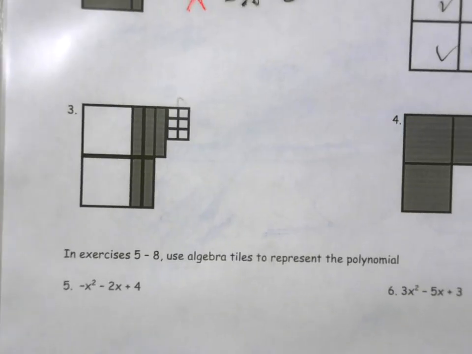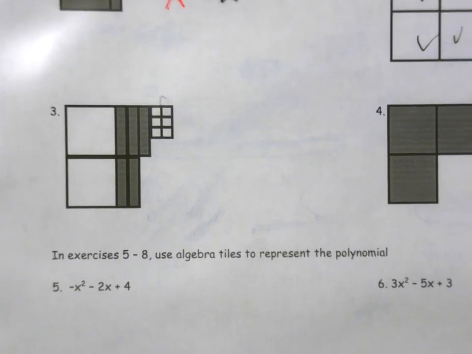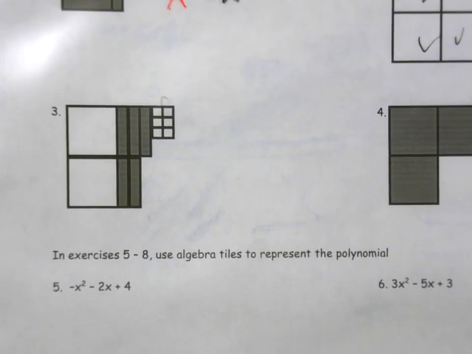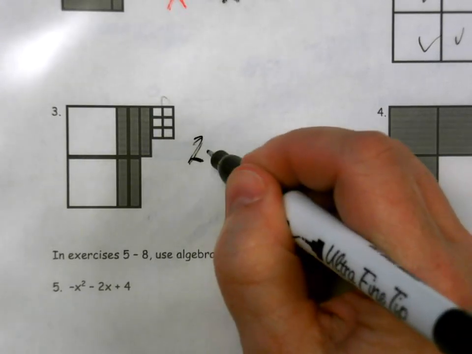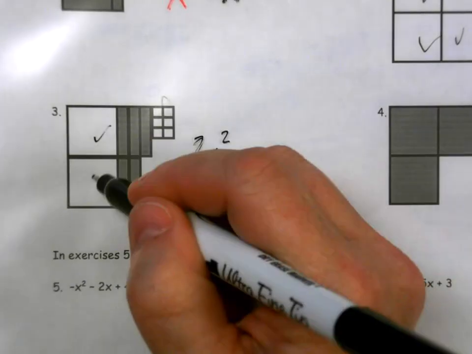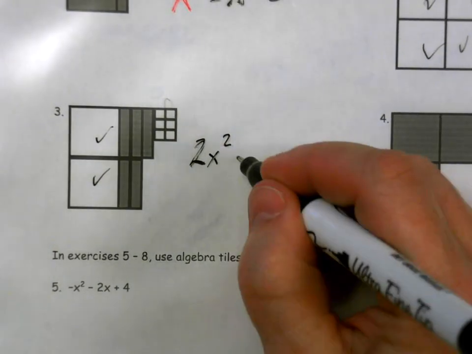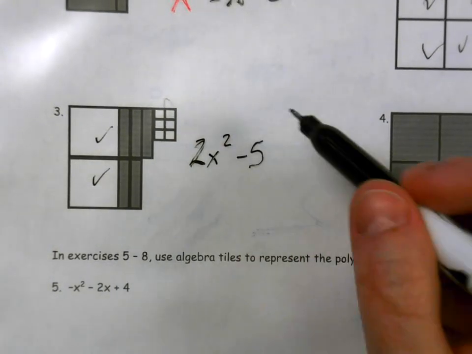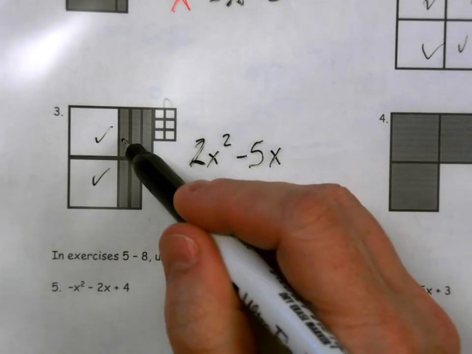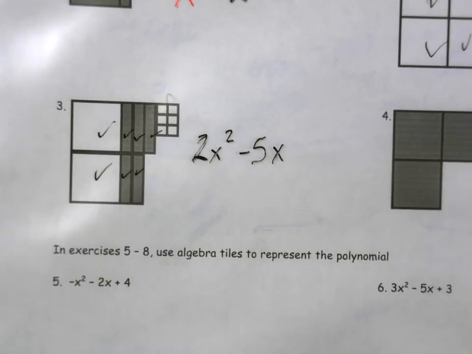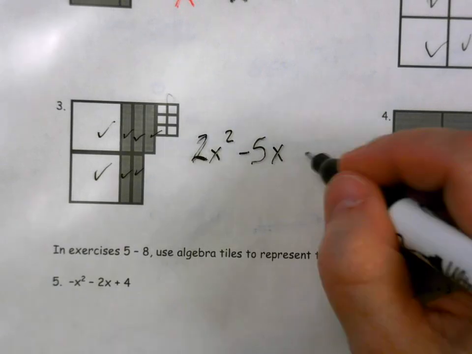So now let's look at number 3. What do we have here? 2x squared. 2x squared, are they positive? Yes. Okay. And then minus 5 x's. So 1, 2, 3, 4, 5, yep. And then plus 6.